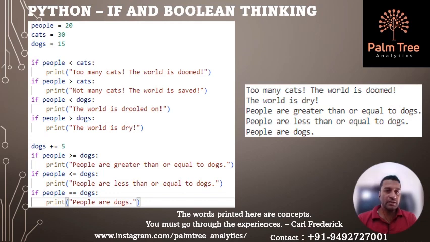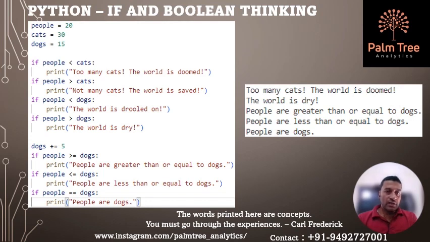If the people number is less than the cats, then "Too many cats, the world is doomed", some statement is written. If it is greater than that, "Not many cats", like that, the corresponding statements are written based on that condition. So whatever the less than or greater than condition is, it is put along with the if condition. So whenever if comes, understand that a condition is being tested. Based on that either true or false outcome, the corresponding statement will be executed.